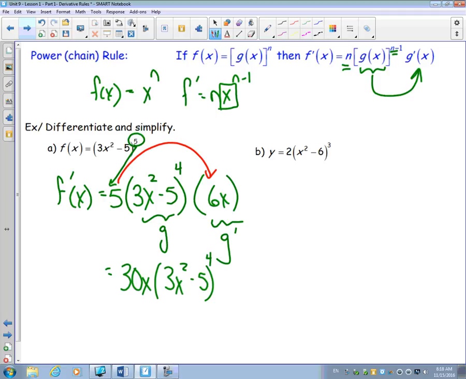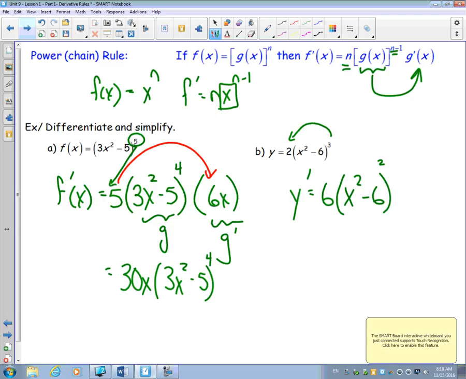Okay, we'll try the second one. So y prime, I multiply, just like we did before, it's a constant. 2 times 3 makes 6. x squared minus 6 to the 2. And the derivative of the inside piece is just 2x. And multiply the first and last things together, we'll get 12x and x squared minus 6, all squared.